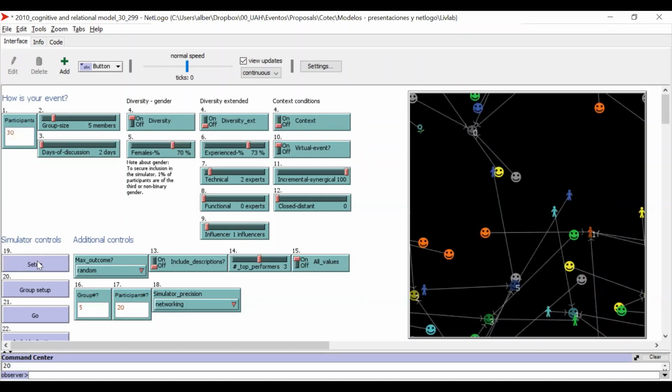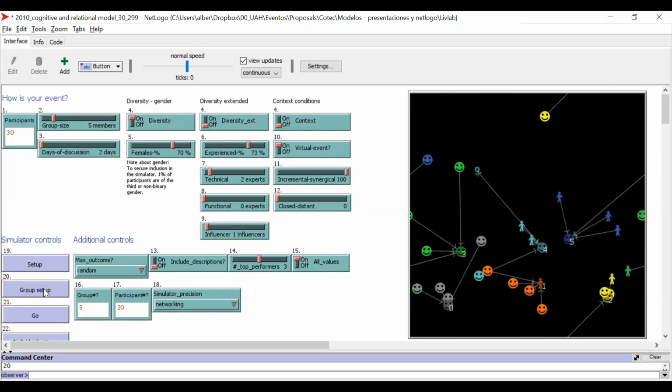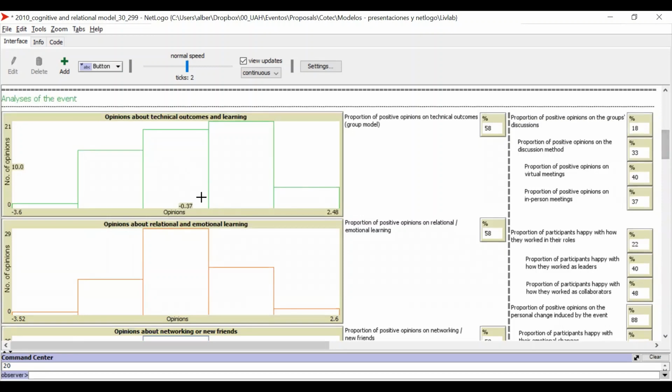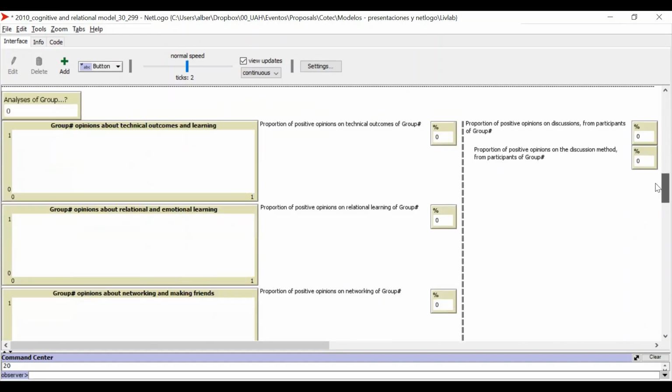Let's run this event. We set it up, so we create the participants, we group them so that we have them sort of close to each other, and we hit go. The event is over, so 2 ticks to the discussion, so the event is over. We could then analyze the event, as we can see in other videos.